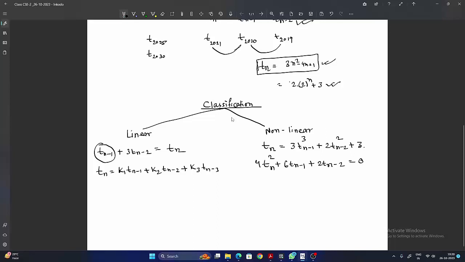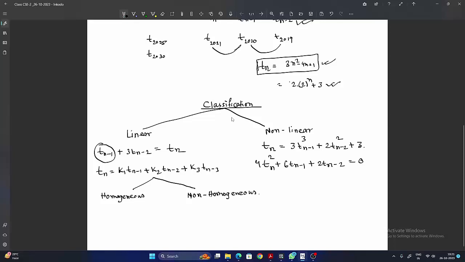In the linear case also there are two types of pattern. One is homogeneous and another is non-homogeneous.